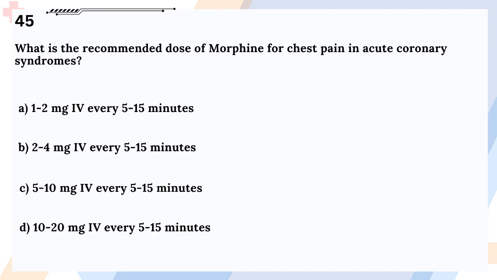Question 45. What is the recommended dose of morphine for chest pain in acute coronary syndromes? A. 1 to 2 mg every 5 to 15 minutes. B. 2 to 4 mg every 5 to 15 minutes. C. 5 to 10 mg every 5 to 15 minutes. D. 10 to 20 mg every 5 to 15 minutes.